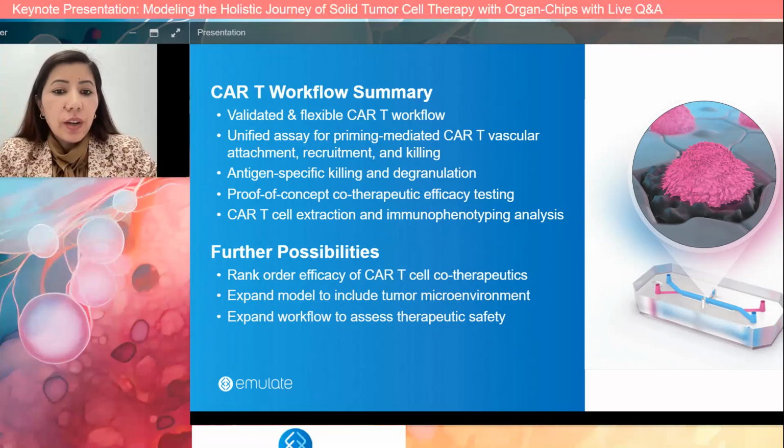So in a nutshell, what this CAR T workflow provides is a validated and flexible CAR T workflow in a unified assay. You can basically look at the CAR T vasculature attachment, recruitment, and eventually killing, which is the efficacy of the CAR. In antigen-specific killing and degranulation, we also provide proof of concept co-therapeutic efficacy that can be modulated based on the user need. We can also provide the CAR T cell extraction and immunophenotyping analysis, which, I think, is one of the key factors for cell therapies.